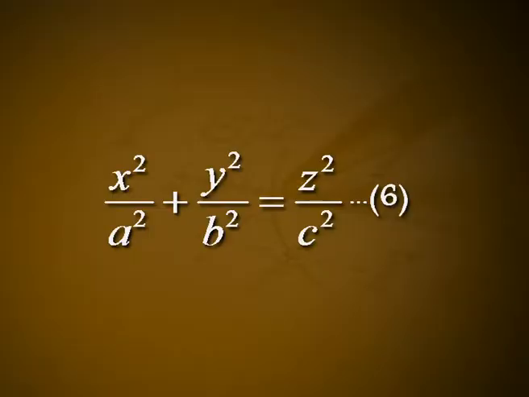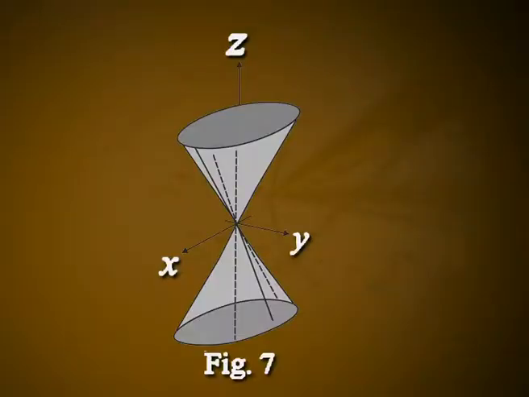Example 8. The elliptic cone. x²/a² + y²/b² = z²/c². Equation number 6 is symmetric with respect to the 3 coordinate planes.